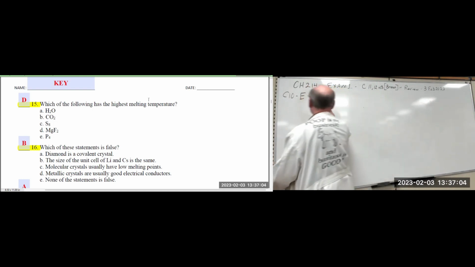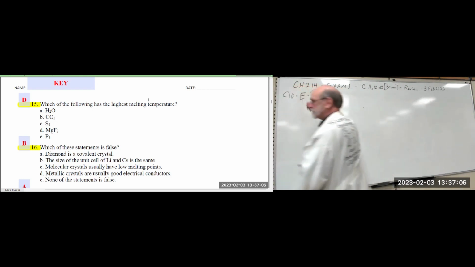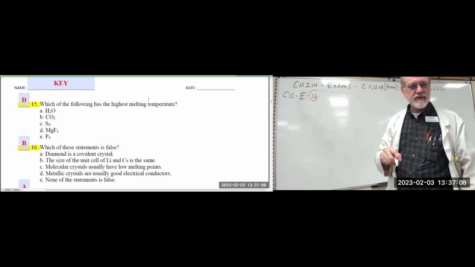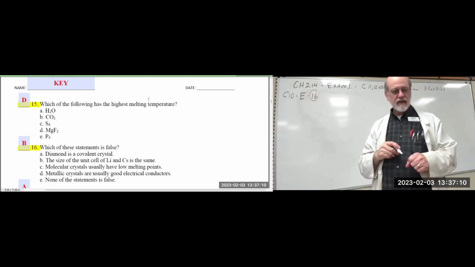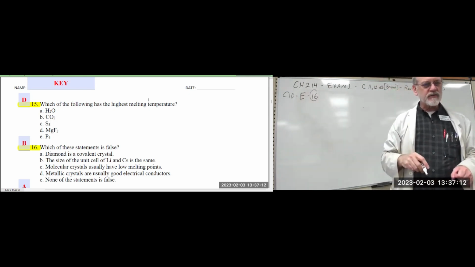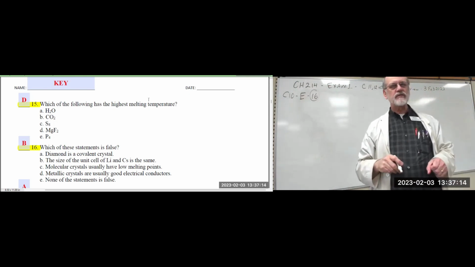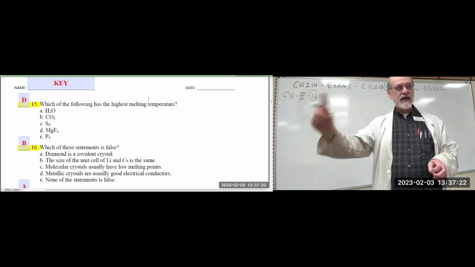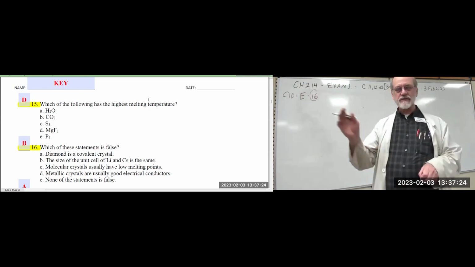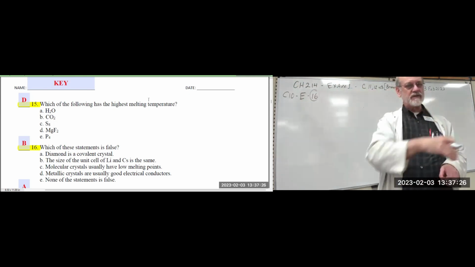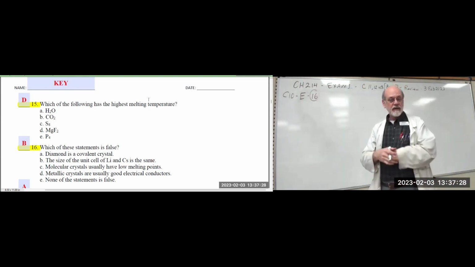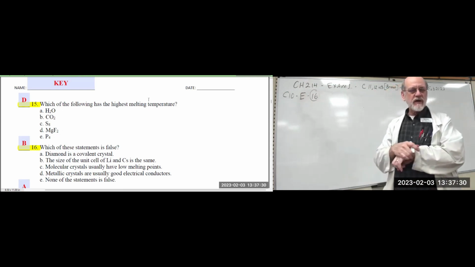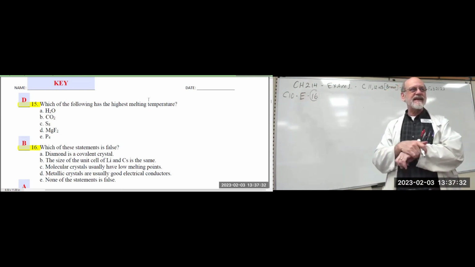That's 16. Which of these statements is false? Diamond is a covalent crystal. Is that true? What holds those carbon atoms together? Covalent bond. From one side of the crystal to the other, just a string of atoms and covalent bonds. So A is true. B, the size of the unit cell of lithium and cesium is the same.